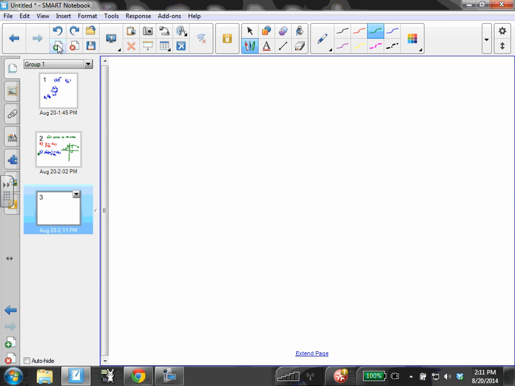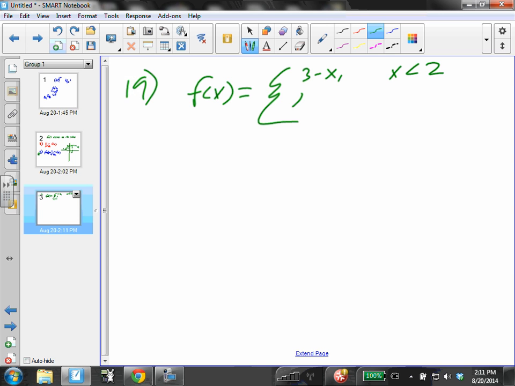We're going to just look at some different ones, and we're going to start with number 19, okay? So if you look at number 19, it says this. F of x is equal to 3 minus x when x is less than 2, and x divided by 2 plus 1 anytime that our x value is greater than 2.